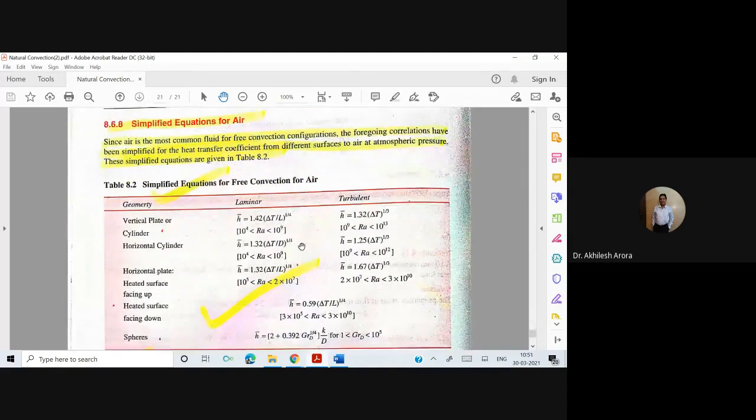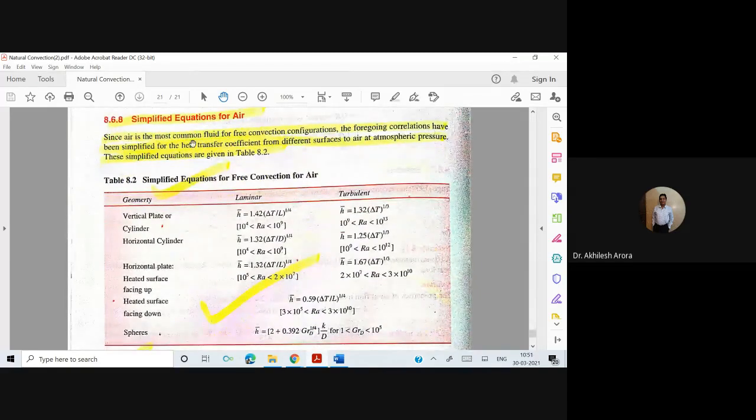Particularly for air, the value of the Prandtl number is approximately equal to 0.7. So you can see here the first case is the vertical plate or cylinder. These are the correlations for laminar flow and these are the correlations for turbulent flow. Similarly, for the horizontal cylinder, this is the correlation for the Rayleigh number between 10 raised to power 4 and 10 raised to power 9, and this is for the turbulent case.